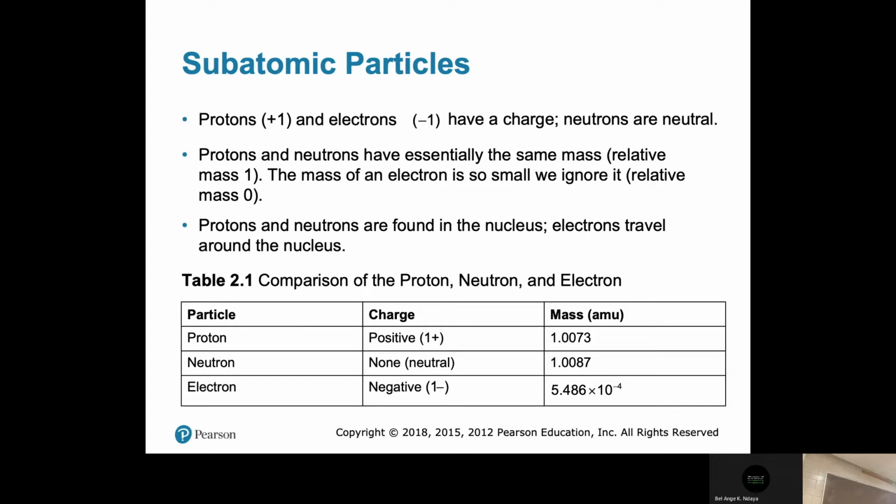So, protons and neutrons have essentially the same mass, which you can see right here. Protons and neutrons, pretty much the same mass, 1.007 there, 1.008 there. To us, that's practically negligible. But the thing to notice here is that electrons are super small. Look at that, 10 to the -4, so that's 0.0005486 when it's not in scientific notation.